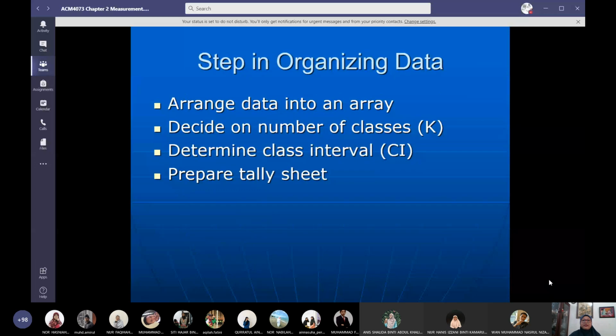Okay, next. How do you organize the data? This is very important because I always have these questions, even in quizzes, maybe in the assignments, and even in the final exam. But in your case, I'm not sure if you have to come, but so far, we'll have 3 quizzes and 2 assignments accumulated to 100%.